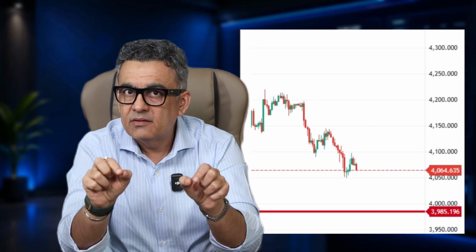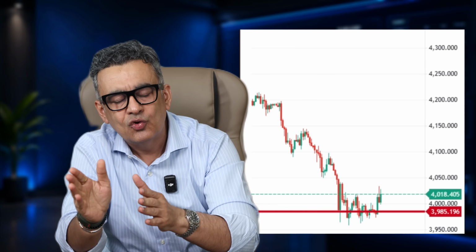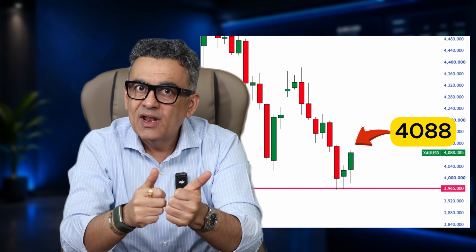Last Sunday, I drew a line at 3965 and told you that's where gold would go. It tapped 3965 to the dollar and bounced exactly out of the zone I marked, and closed the week at 4088. So now everyone's asking the same question. Is this the bullish reversal? Are we done going down, or is this just the bounce before the floor falls again?